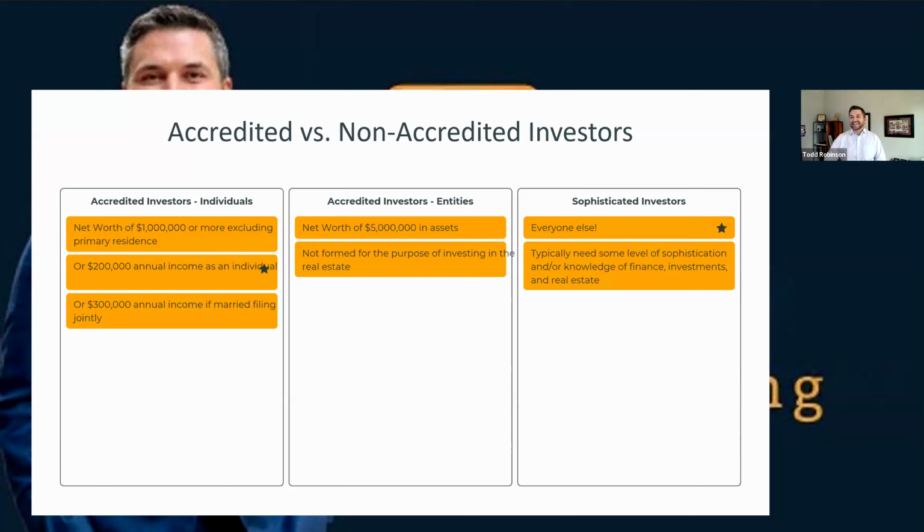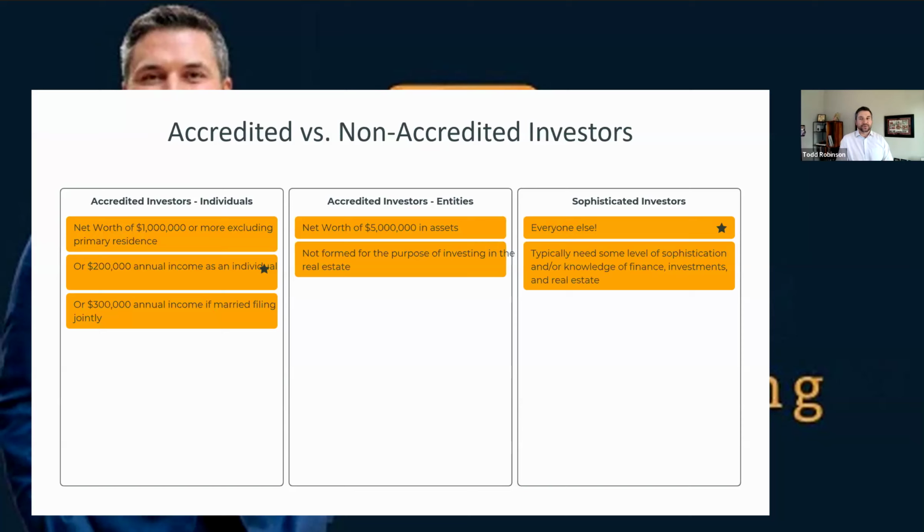Now, what's a sophisticated investor? That's really everyone else. If you don't meet the accredited standards, you're sophisticated. Now, you typically need some level of sophistication and or knowledge of finance or investments in real estate in order to be a sophisticated investor. I've never seen the SEC enforce something like this.